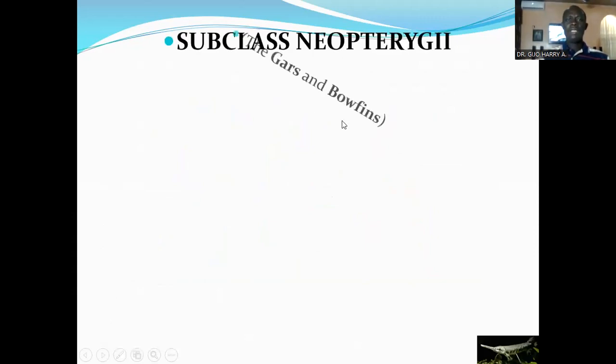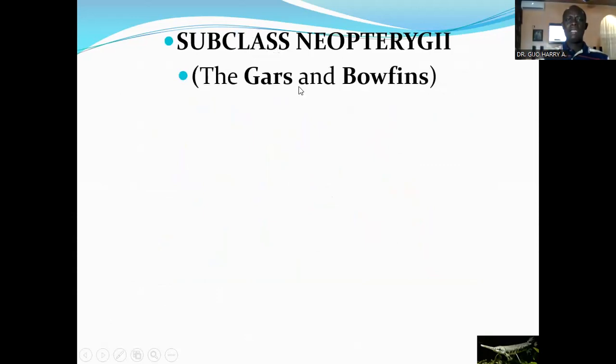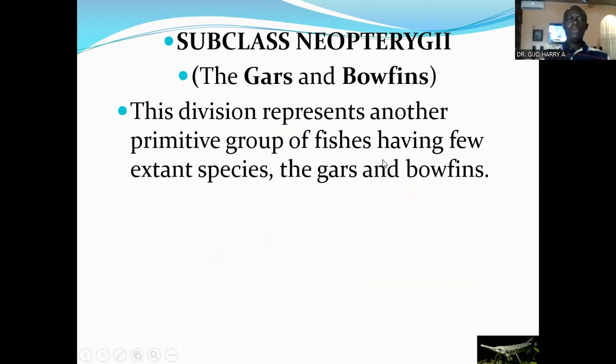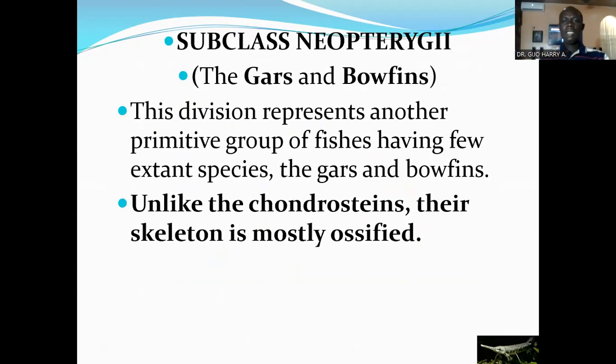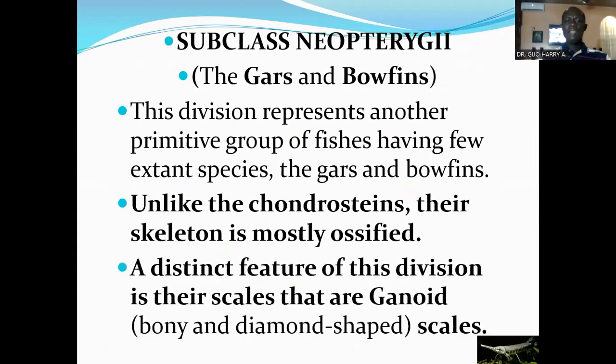Now, I want to look at the subclass Neopterygii, which has the gars and the bowfins. This division represents another primitive group of fishes having few extant species. Unlike the Chondrostei, their skeleton is mostly ossified. They have a bony skeleton. A distinct feature of this division is their ganoid scales, which are bony and diamond-shaped.